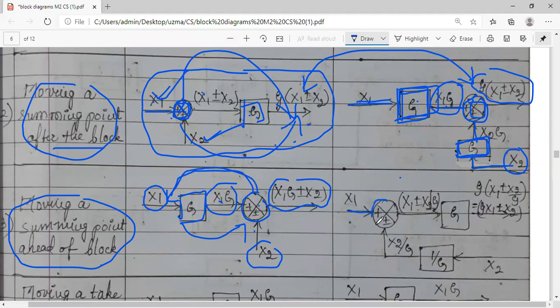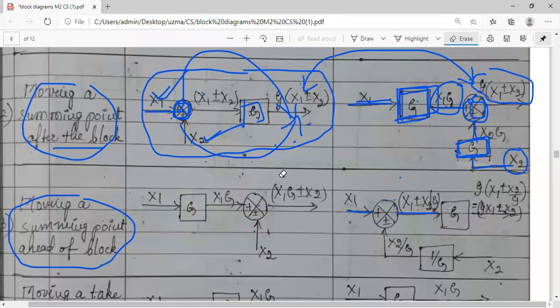So x1, and I have shifted the summing point. After this there is a G, you can see. Let me just show you clearly. You have x1 in both. Earlier, the summing point was after the block. Now I have shifted it here, somewhere here, before the block. After that, I have a block with gain G. So I have added this block, and after that, this x2 is added to this summing point.